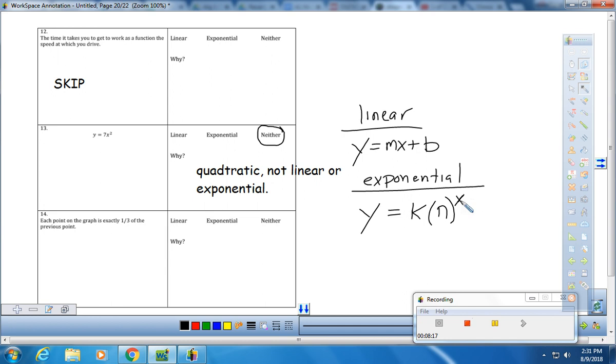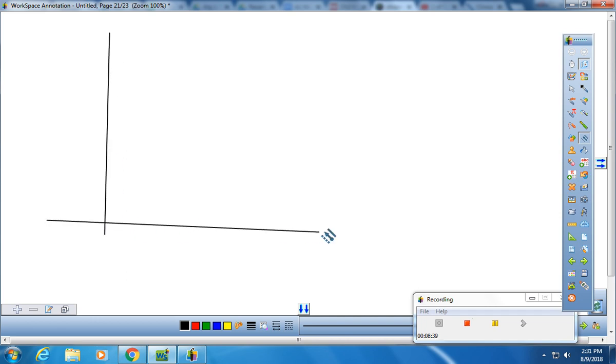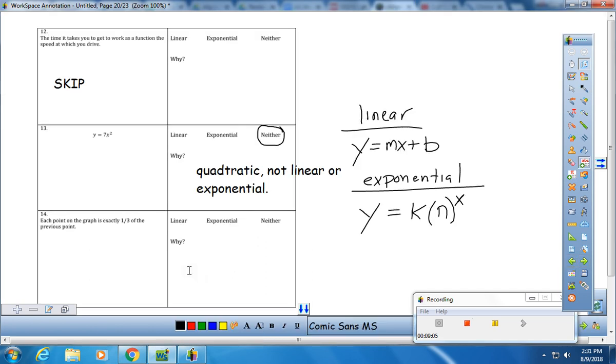Each point on the graph is exactly 1/3 of the previous point. So, what does that mean? Well, let's say we started out at 27 somewhere. The next one would be 1/3 of that, which would be 9. The next would be 3. And the next would be 1. And so you can see this is not linear. This is exponential. Okay?